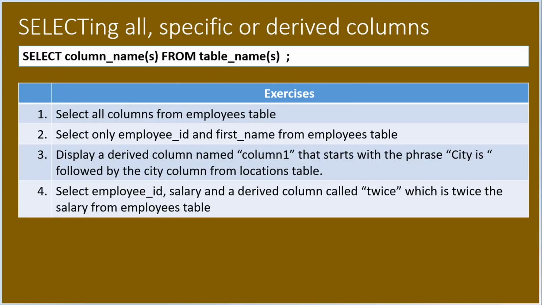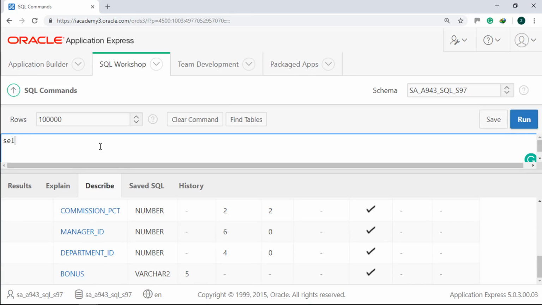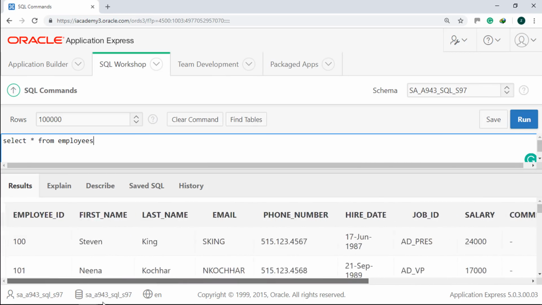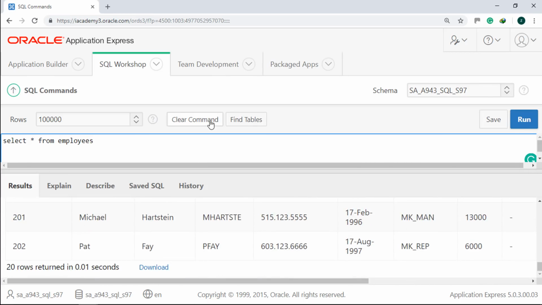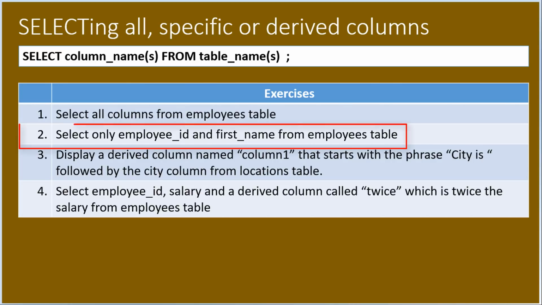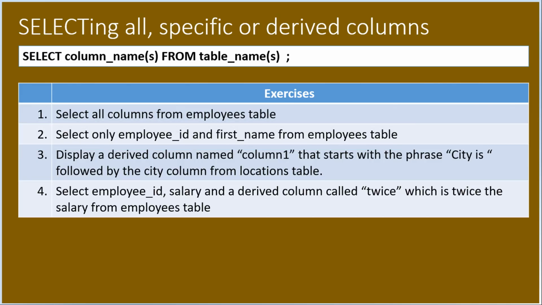We are now ready to convert the following English statements to select statements. Number 1. Select all columns from employees table. Our statement will start with select. All columns can be represented by a star, followed by from, and the table employees. There are 12 columns and 20 rows. Well done! In number 2, we will select only employee ID and first name from employees table.